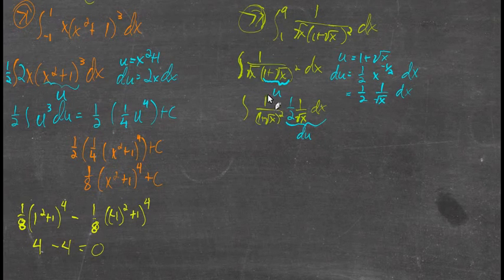This here is 1 over u squared, so we could write this as u to the negative 2, and we wouldn't have any problem. So now that we put that 1/2 there, we'll put a multiplier of 2 outside to balance that out, and we can write this as 2 times the antiderivative of u to the negative 2 du.